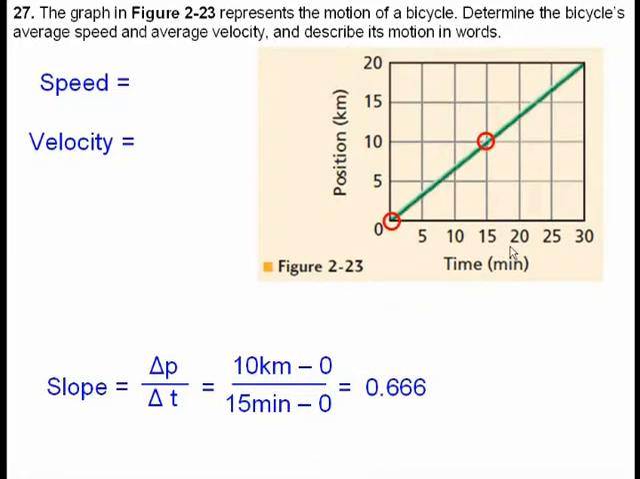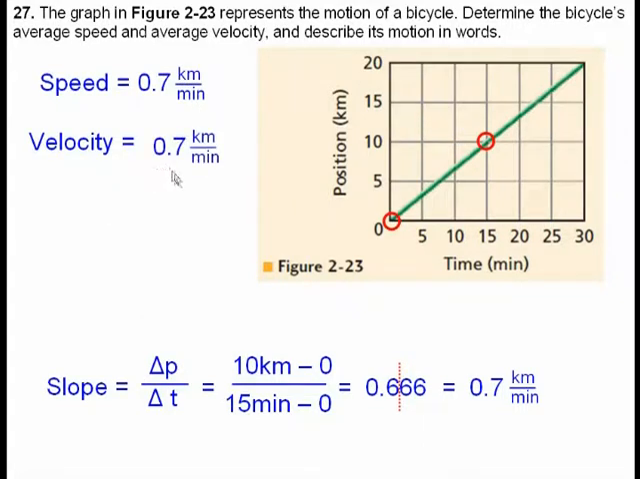All right, rounding, this number has 2 significant digits, but this one only has 1. And the rule is you're going to round to the number that has the least number of significant digits. So we're going to round to one place on this one. 6 is more than half, rounds this 6 up to a 7, so 0.7. And units are kilometers over minutes. So for our speed, we have 0.7 kilometers per minute.